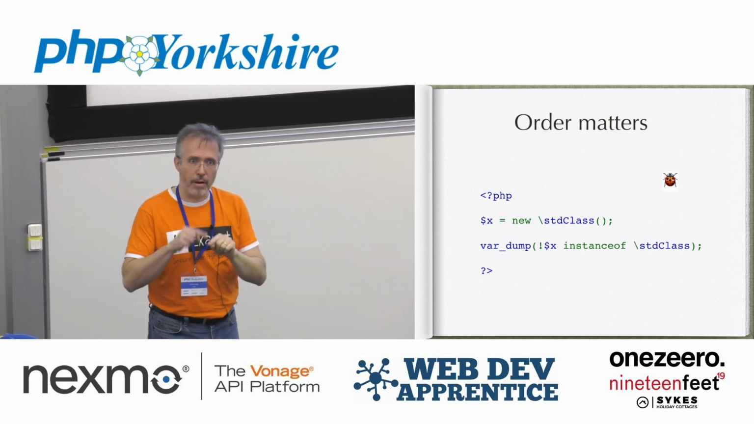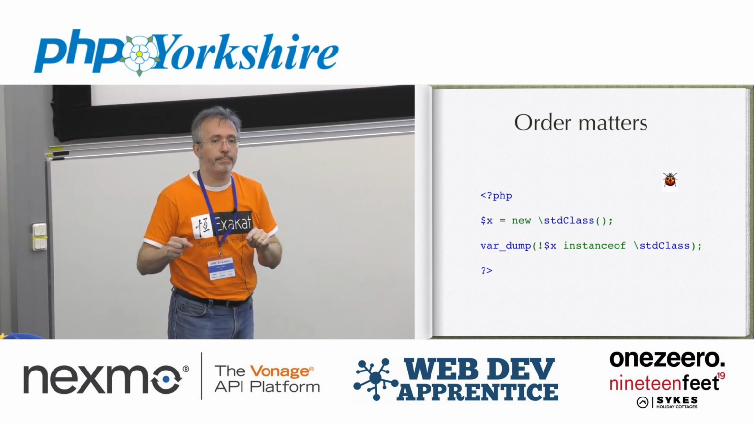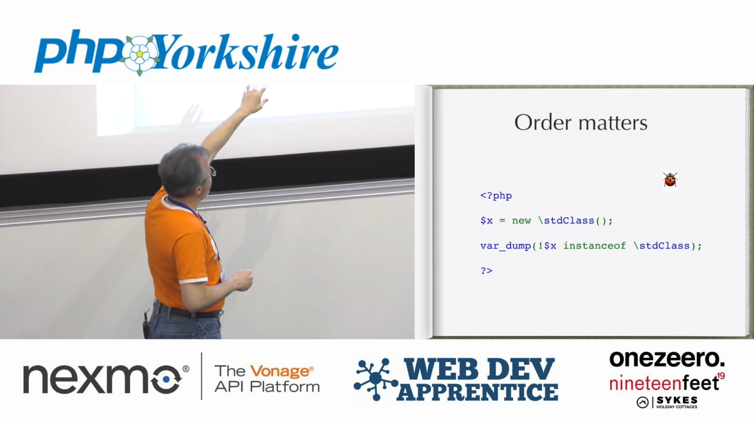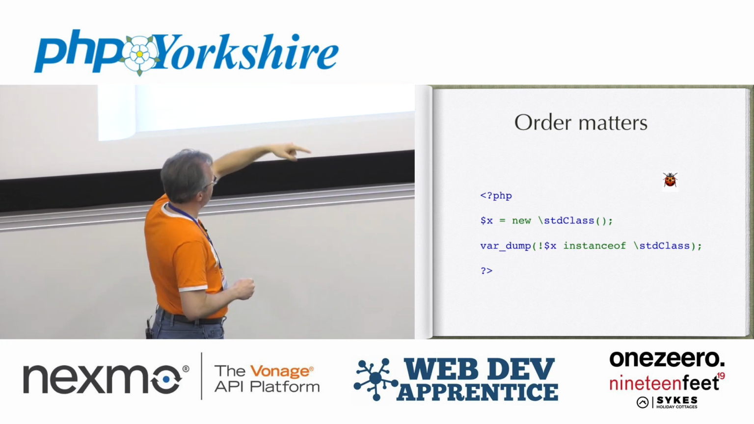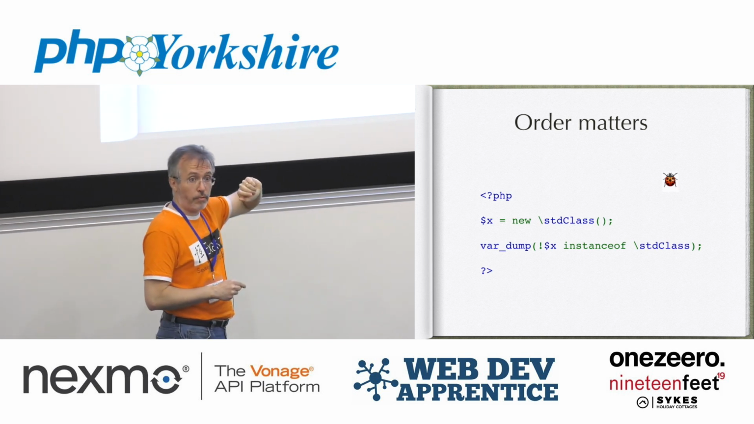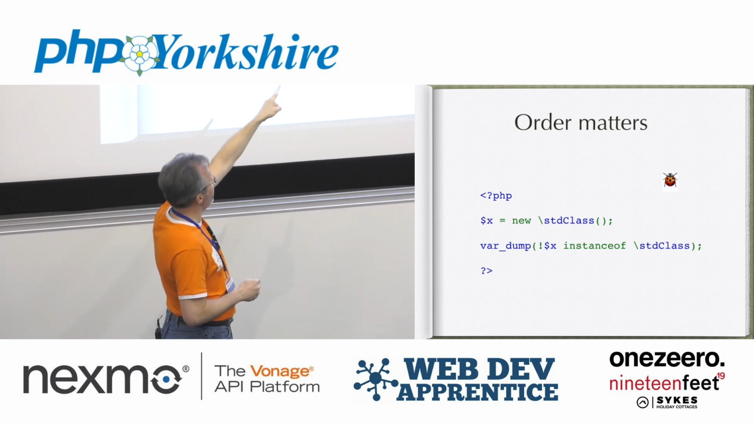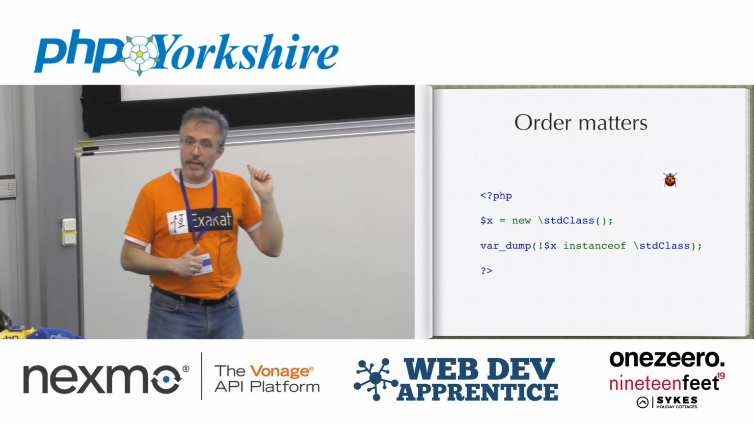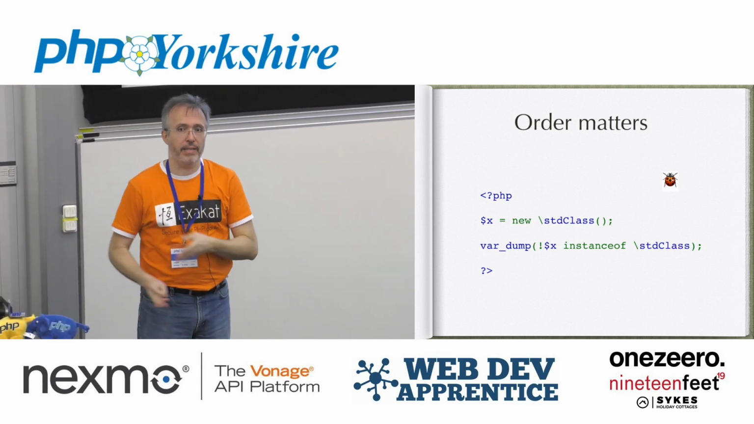But not has a lower priority than instanceof. So not says, I don't want to invert the next expression, and instanceof goes first. So it's first a check on $x, and then we've got the not. But when you read it from left to right, it makes no sense.